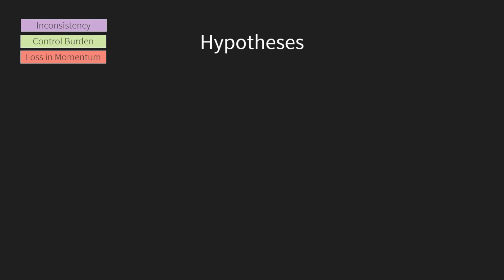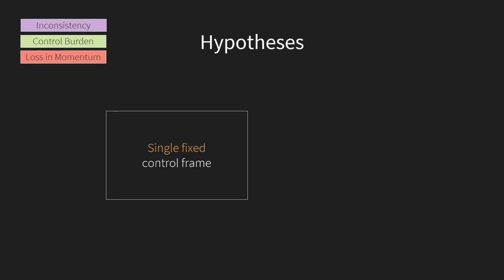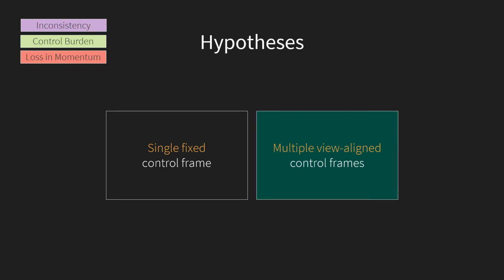Our first hypothesis is that, compared to the standard use of a single fixed control frame, allowing the user to switch between multiple view-aligned control frames will result in better task performance and user experience. The use of a single control frame results in high inconsistency and no switching costs. The use of multiple view-aligned control frames results in negligible inconsistency and some control burden and loss in momentum. We expect the total cost to be lower with multiple control frames and thus expect better outcomes.